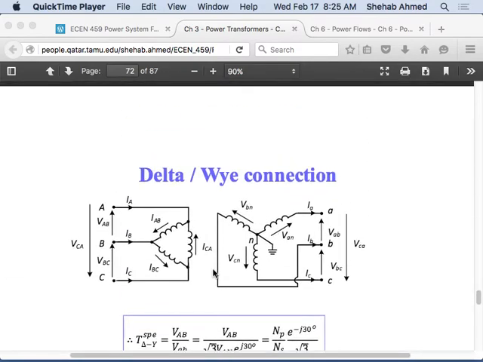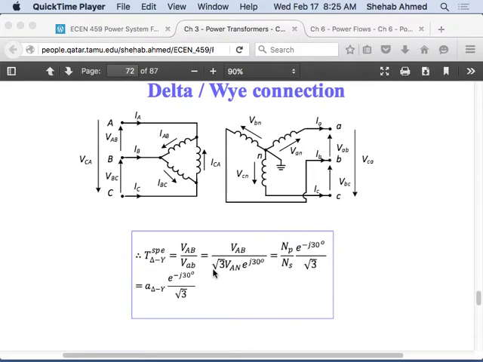So they said that this was a delta star transformer. So our turns ratio for the new equivalent transformer should have the actual physical turns ratio, the square root of 3 and the 30 degrees. Fine, here they put them on the primary side, on the delta side. So they rotated e to the minus 30 and they divided by square root of 3. Right?